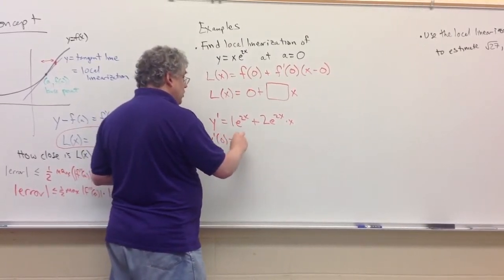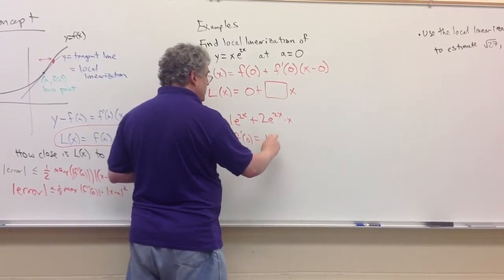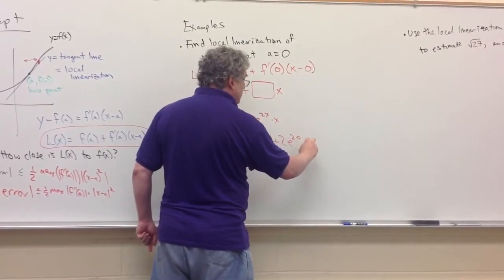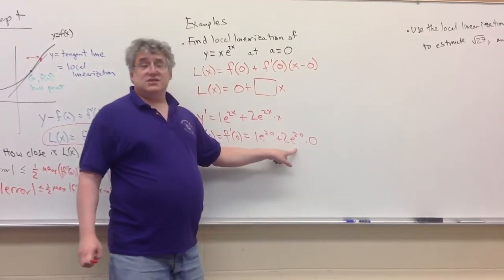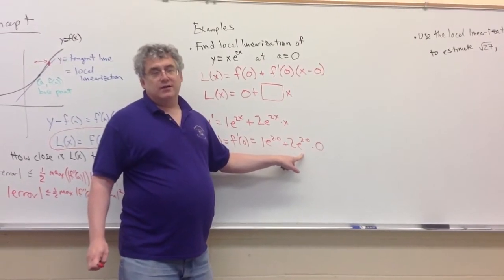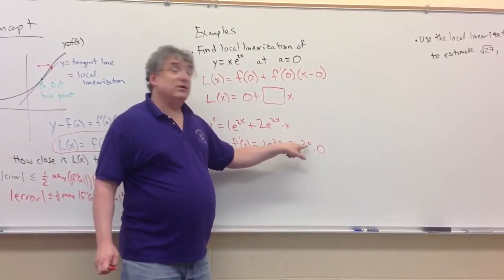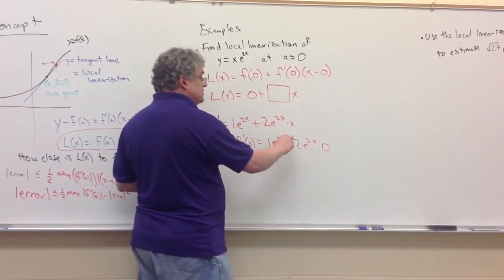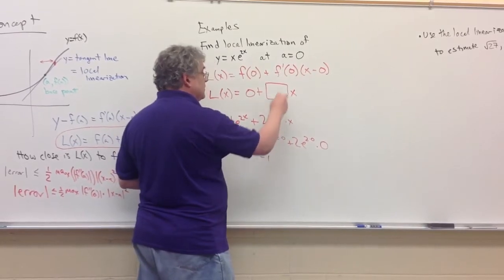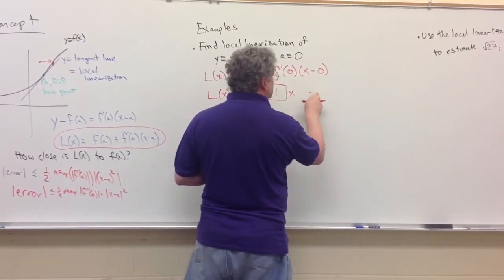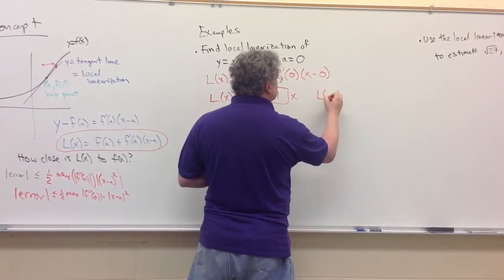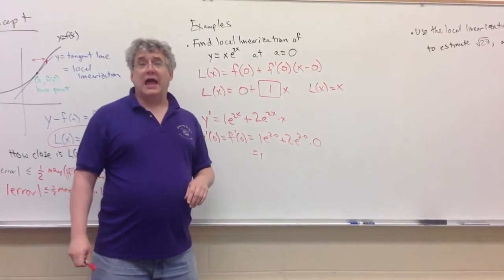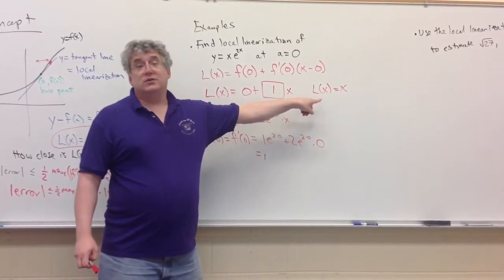f prime of 0, depends on how you look at it, is 1 times e to the 2 times 0 plus 2 e to the 2 times 0 times 0. 2 times 0 is 0, e to the 0 is 1. But times 0, this part's 0. But e to the 2 times 0 is 1. I get 1. So this is 1. So L of x here is x. If you want to approximate this function by a line, the line is y equals x.